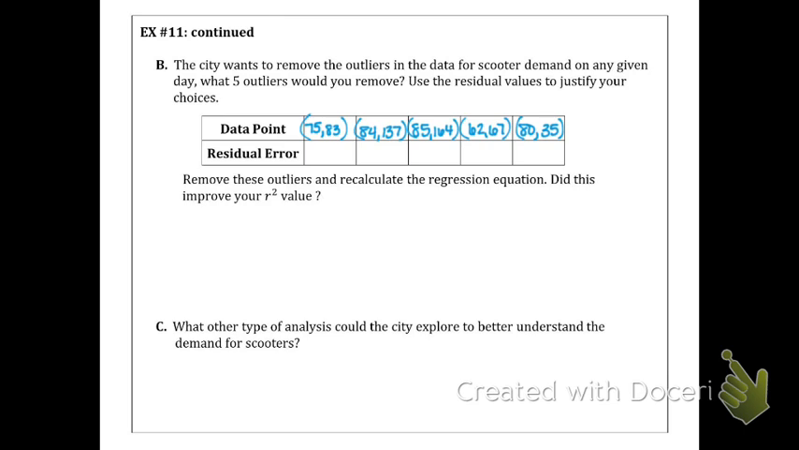So I also wrote down the value that went with it. So the residual for the 75 and 83 was 32.872. The next one was 65.118. 89.181. 37.217. And negative 26.242.